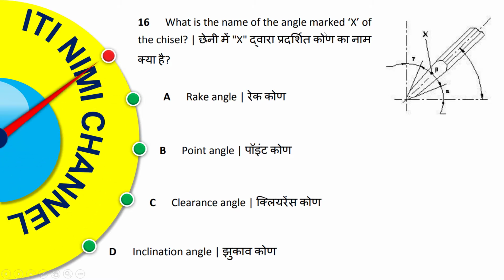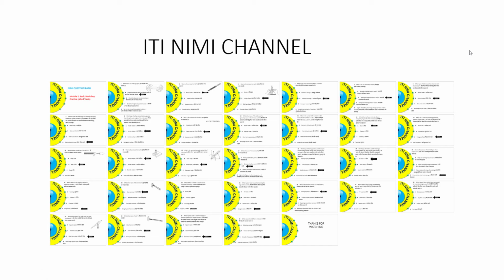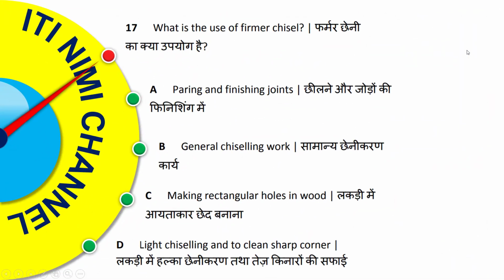What is the name of the angle marked X of the chisel? You have to tell what is the name of this angle. Rake angle, point angle, clearance angle, inclination angle. The answer is point angle. What is the use of former chisel? Paring and finishing joints, general chiseling work, making rectangular holes in wood, light chiseling and to clean sharp corners. The answer is general chiseling work.